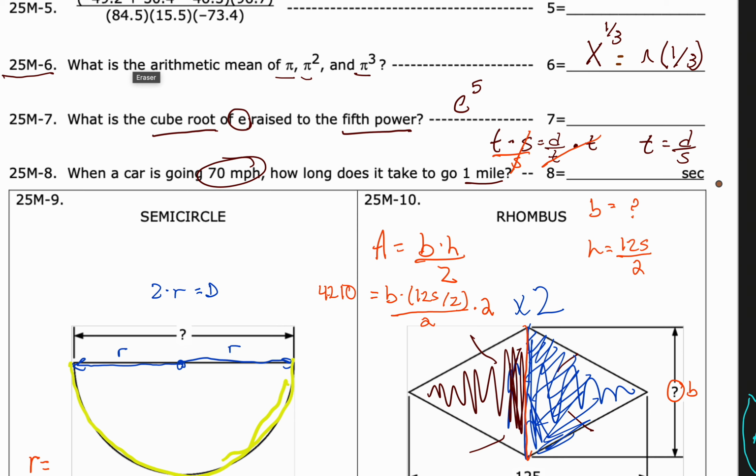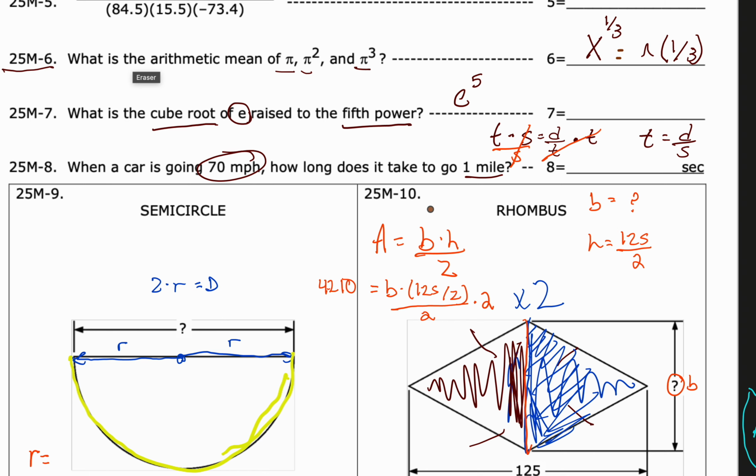At the end of the day, we look at the question. They want the answer in seconds. And so we got to convert that 1/70th of an hour into seconds. So that's going to be 3,600 seconds in an hour divided by 70.